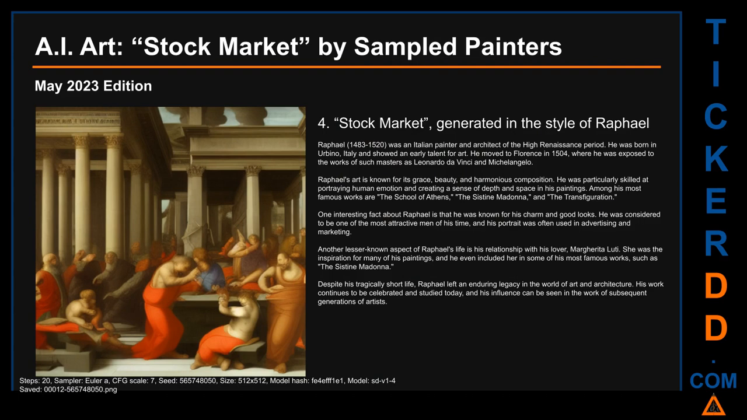He was particularly skilled at portraying human emotion and creating a sense of depth and space in his paintings. Among his most famous works are The School of Athens, The Sistine Madonna, and The Transfiguration. One interesting fact about Raphael is that he was known for his charm and good looks. He was considered to be one of the most attractive men of his time, and his portrait was often used in advertising and marketing. Another lesser-known aspect of Raphael's life is his relationship with his lover, Margherita Ludi. She was the inspiration for many of his paintings, and he even included her in some of his most famous works, such as The Sistine Madonna.